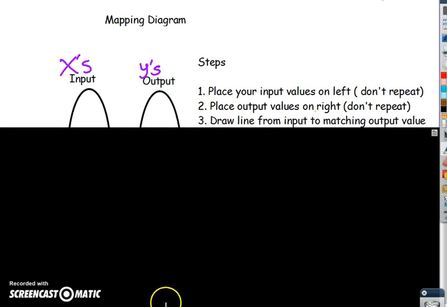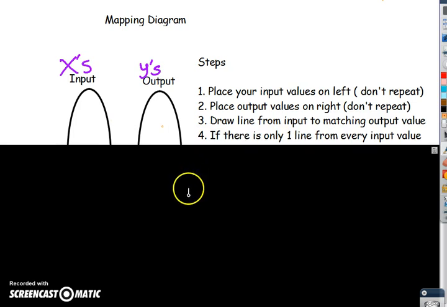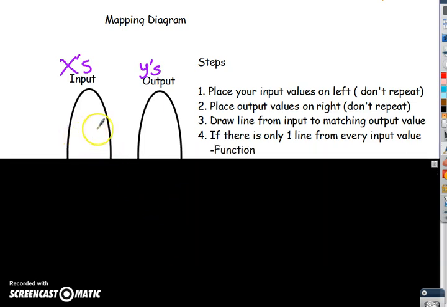Now, you draw a line from your input to your matching output value. What that means is if you have the point (2, 4), 2 goes in your input, 4 goes in your output, and you connect the dots there. And just like the vertical line test, if there is only one line from every input value, we've got a function. So if you only have something over here once, one line going from input to output, you have a function.